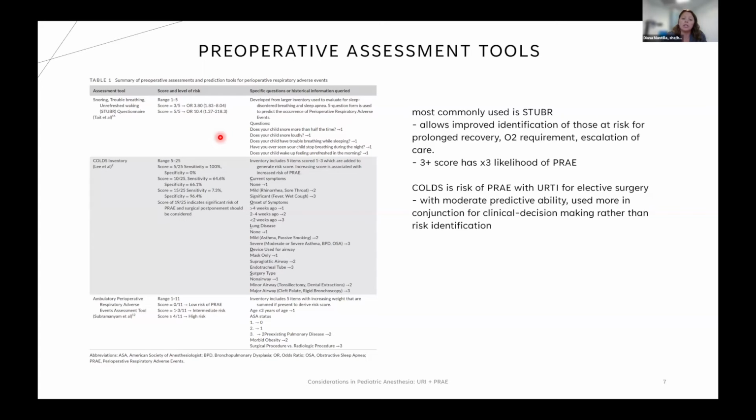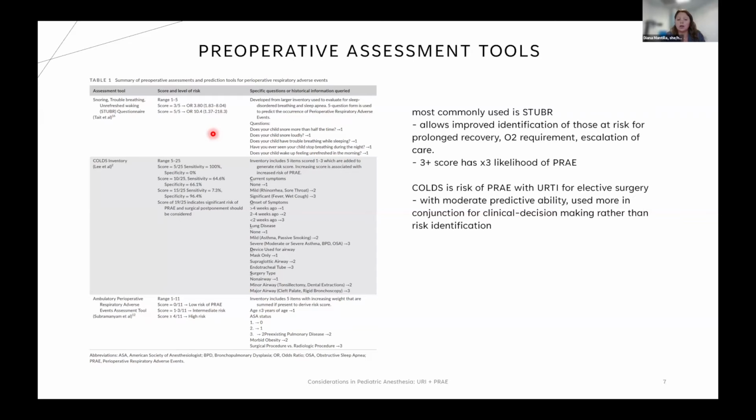The most commonly used risk assessment is known as STBUR, and it stands for Snoring, Trouble Breathing, Unrefreshed Waking Questionnaire. And it was brought on by Tait, same guy who did the prevalent studies in the 90s. It's a pretty simple questionnaire. Does your child snore loudly more than half the time? Are they waking up at night because they're having trouble breathing? Do you notice in the morning that they're feeling unrefreshed? And it's simply scored 1 through 5, which makes it an easy assessment tool.